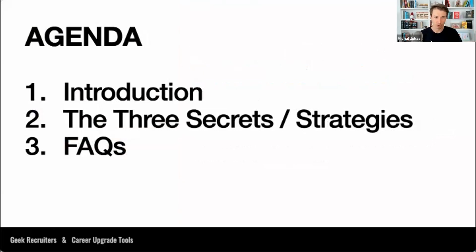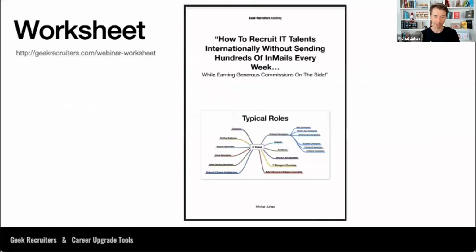So the agenda: a really quick introduction on my end, the 3 secret strategies, and then FAQ at the end. It should probably take us 45 to 50 minutes roughly to cover all these strategies and secrets and what I saw working.